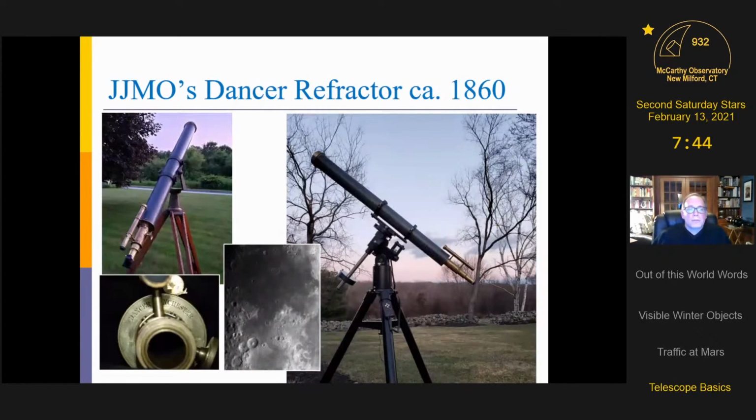JGMO also owns, and was very lucky to have it donated to us, an antique refractor that was made by John Benjamin Dancer sometime around 1860. Maybe a few years before, maybe a few years after, we don't know for sure. That happens to be a little over 4 inches, 4¼ inches in aperture, and 61 inches in focal length.